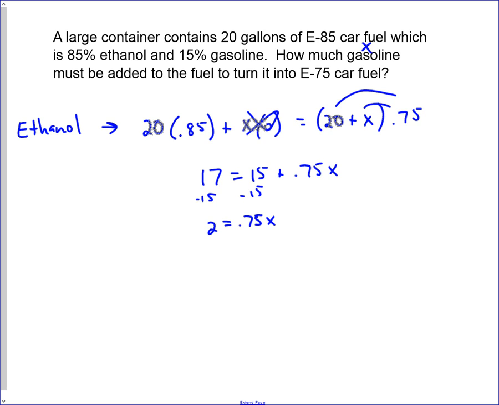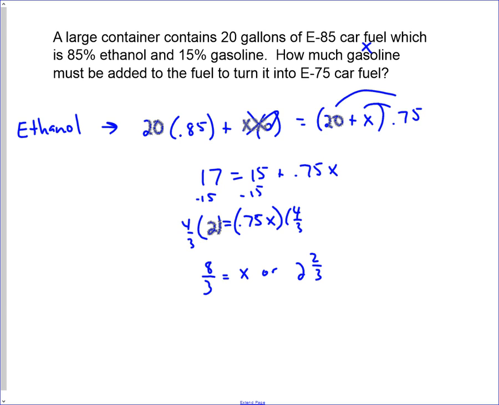Think about 0.75 as 3/4. So to solve this, it's like multiplying by 4/3. And so that gives us adding 8/3 gallons of gas, or 2 2/3 gallons of gas is how much we're adding. And so that is a really nice, clean way to do it using ethanol.